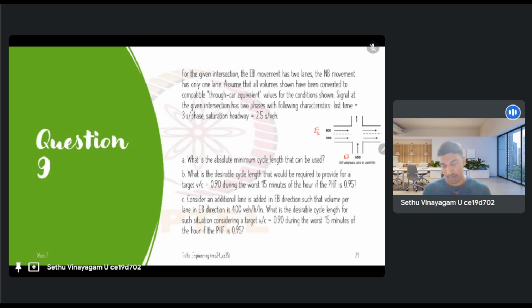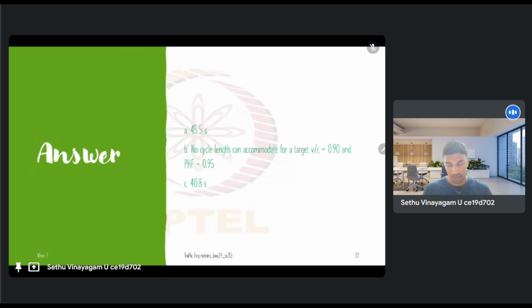So again, this is the planning level analysis that we are going to do. So first is the absolute minimum cycle length, right? So if that's what we want, what is the absolute minimum? We can't go less than this. Okay, so that is our absolute minimum. So the answers are here. So let's see for the first one, how do we get the absolute minimum cycle length?